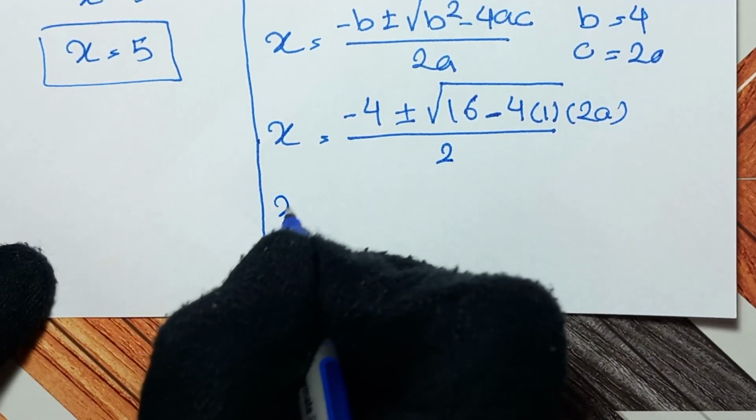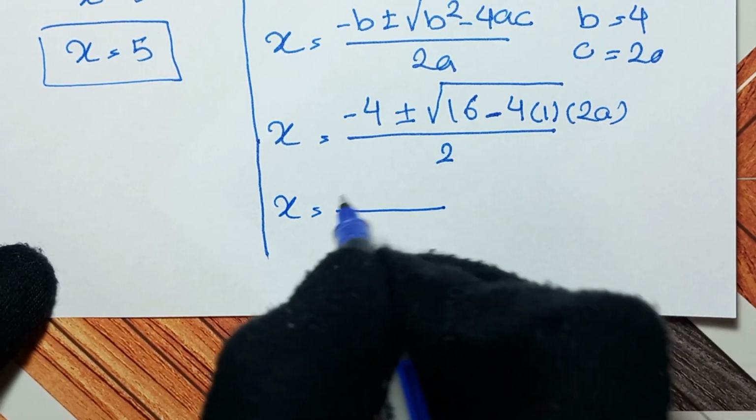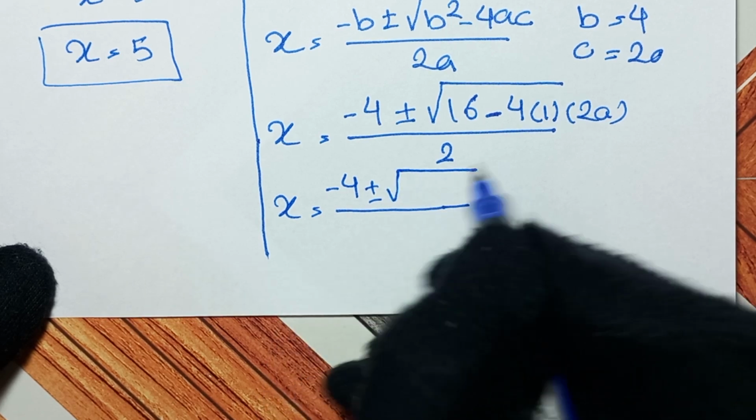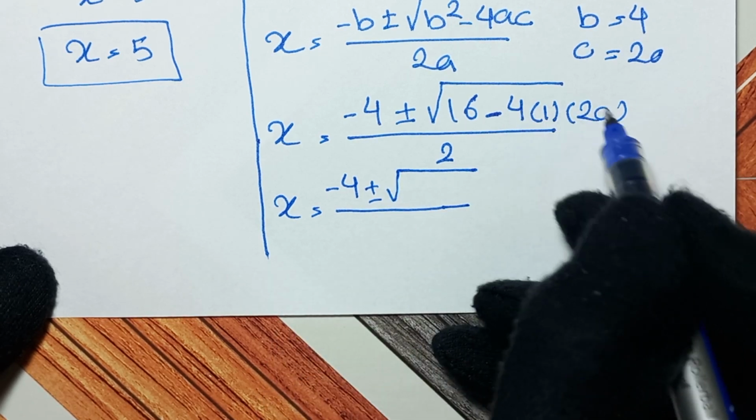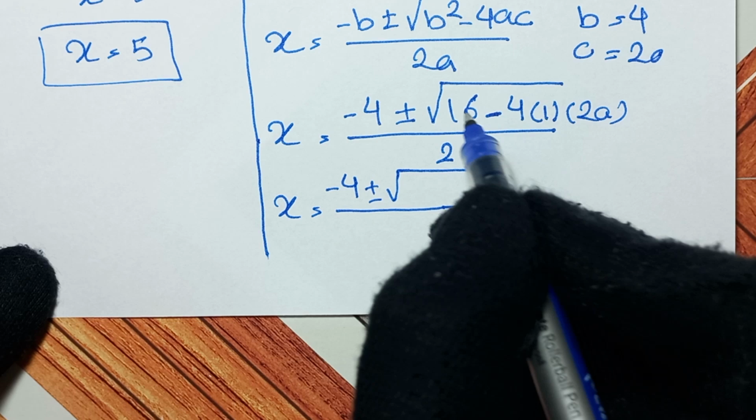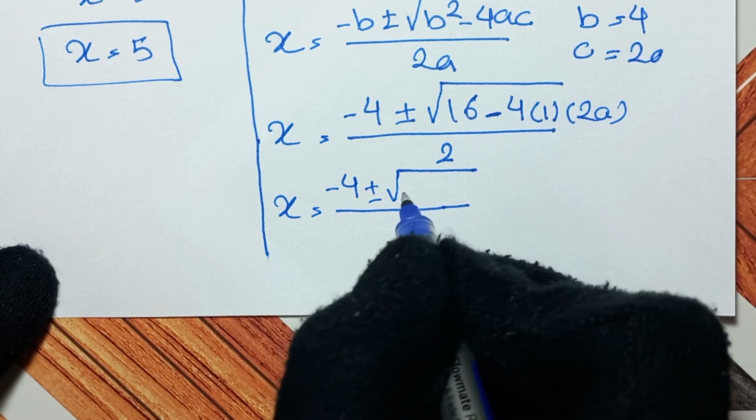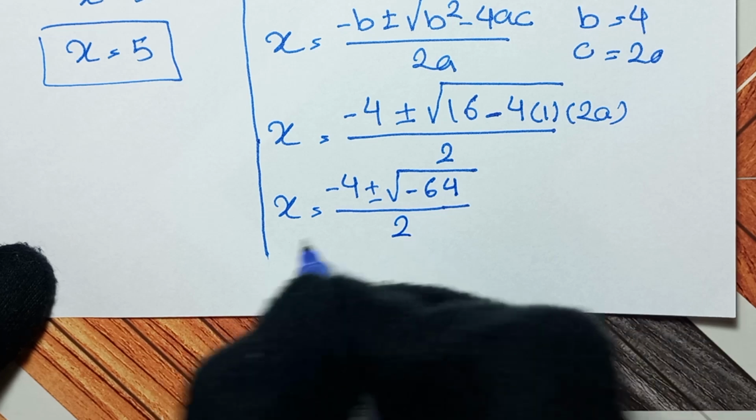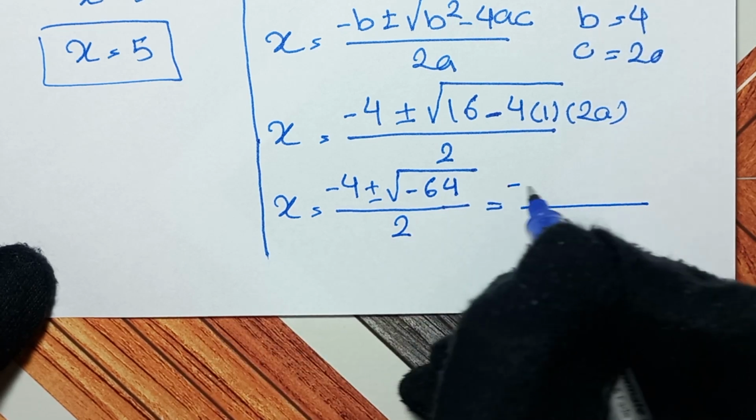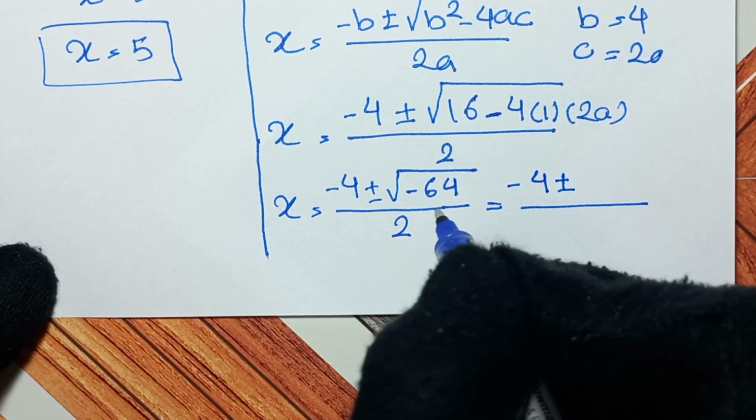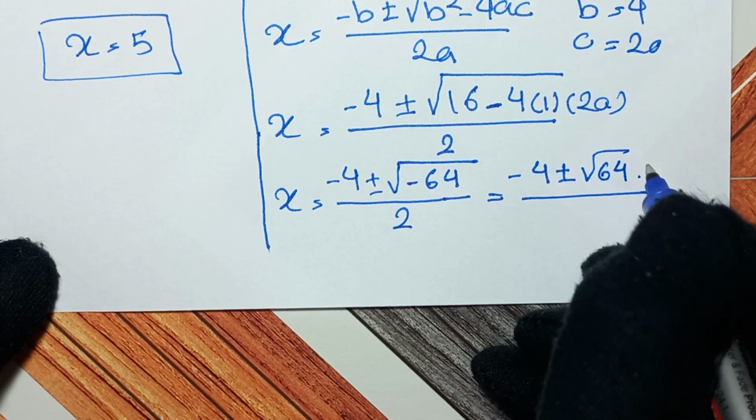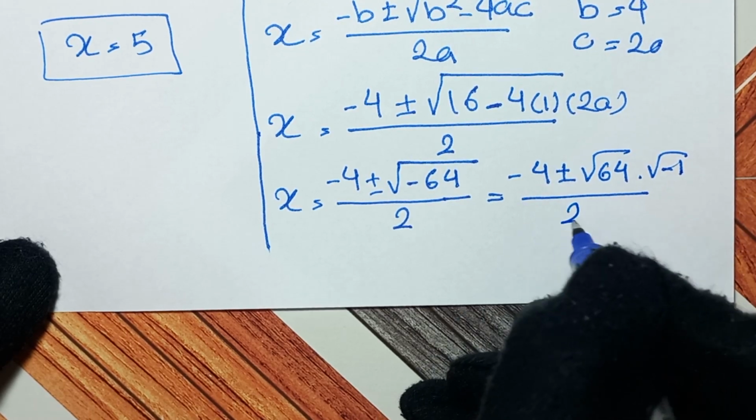So here, x is equal to negative 4 plus or minus square root of 4 times 1 times 20, it will be 80, right? So 16 minus 80 will be negative 64, over 2. And here we can write this as negative 4 plus or minus the square root of negative 64, we can write square root of 64 times square root of negative 1, over 2.